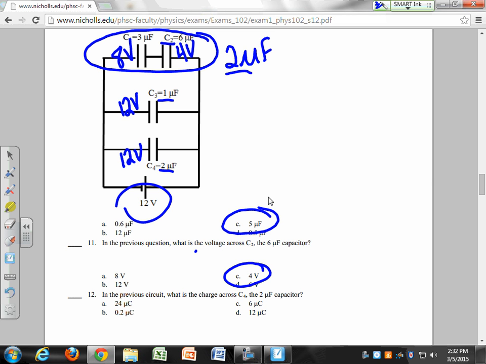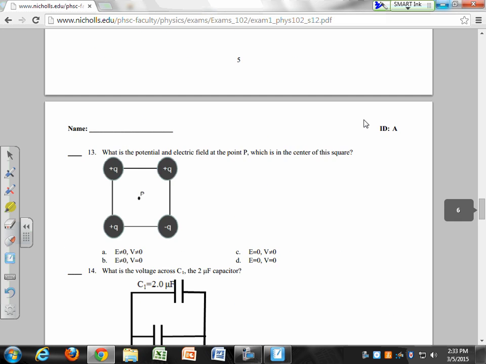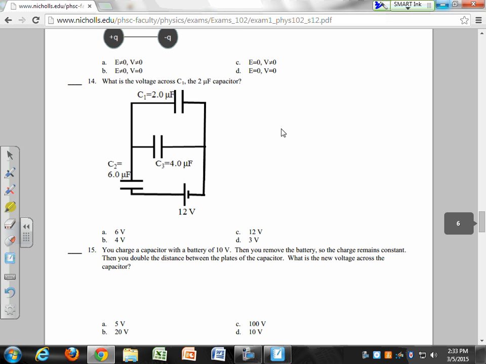And what is the charge across the 2 microfarad capacitor? It is 24. I know C, I know V. I just multiply and I get 24. All right. How about this one? What's the charge across the 2 microfarad capacitor?